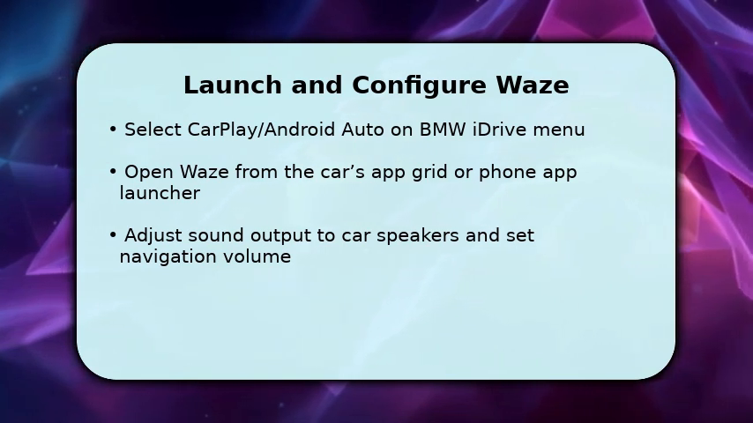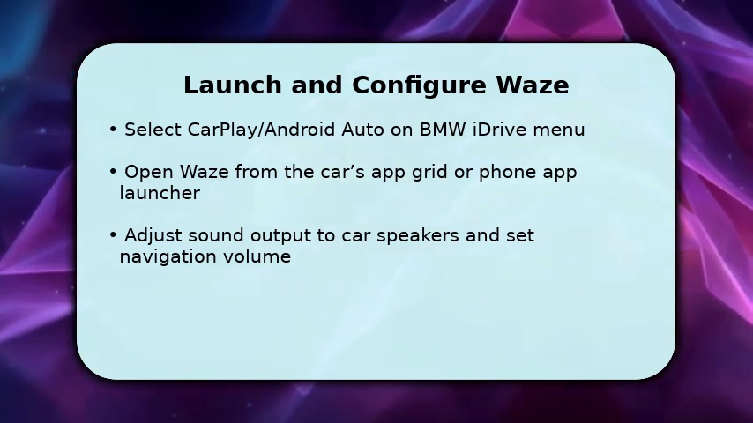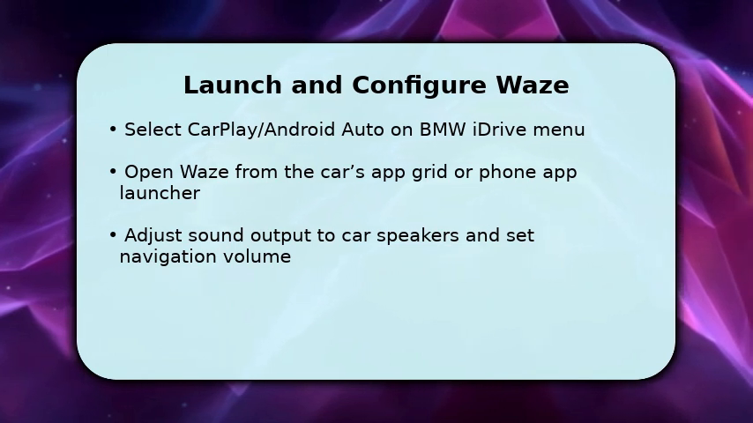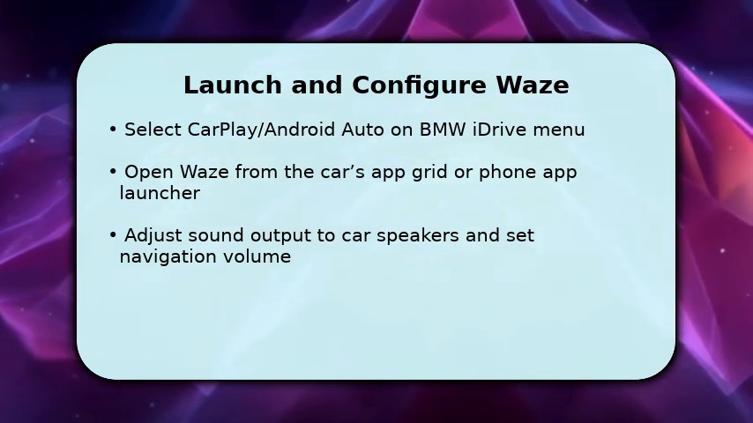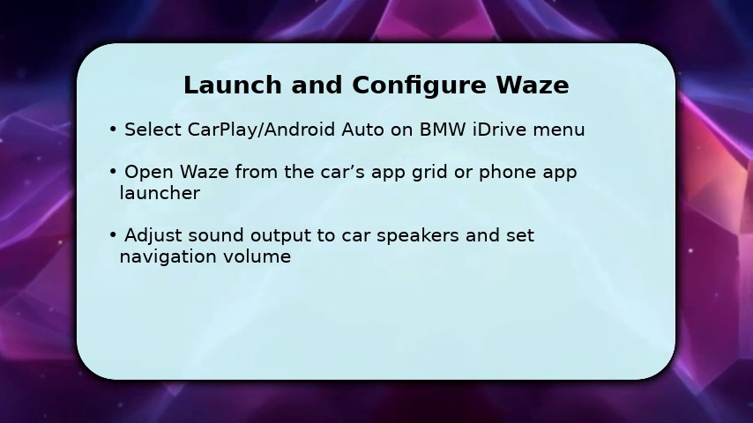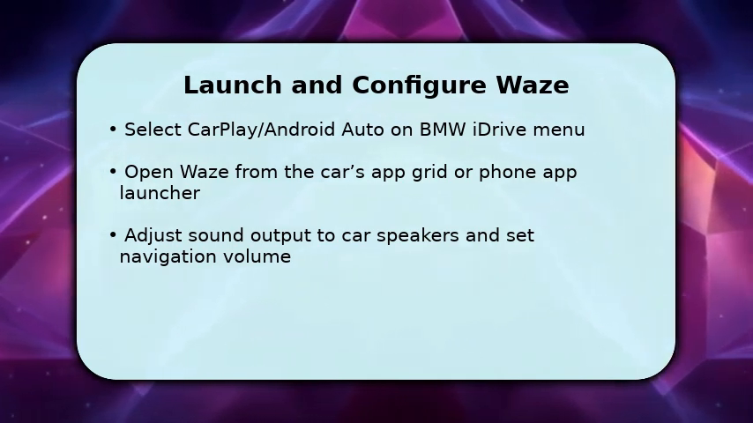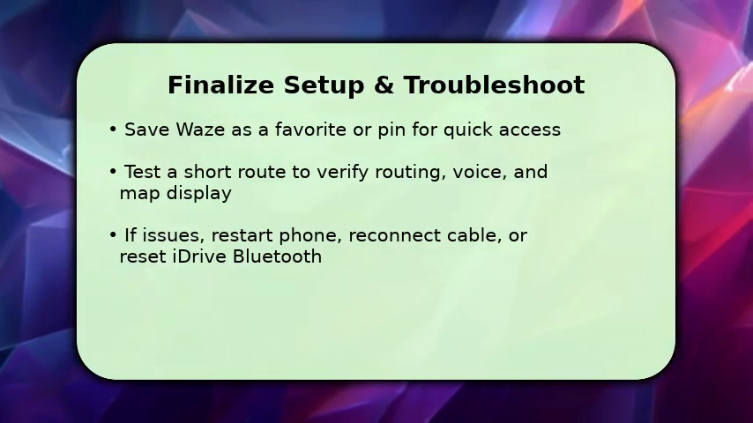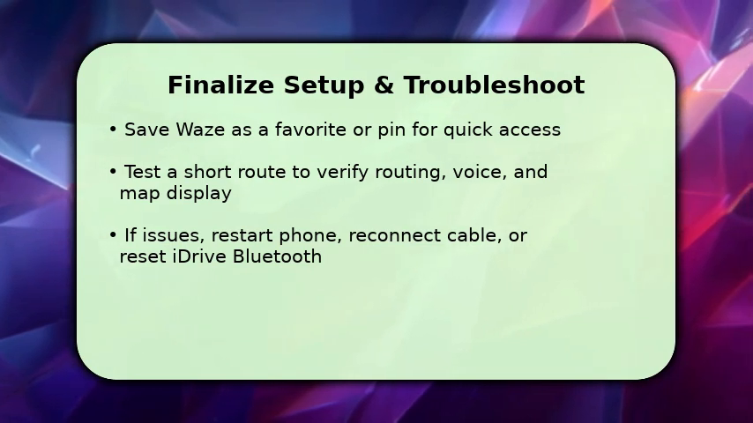Make sure navigation audio is routed to car speakers by checking the audio source and volume levels in iDrive. If voice directions are quiet, increase media volume, and confirm the app has microphone permissions, so alerts play correctly through the system. To finish, pin Waze to your BMW home screen or favorites so you can open it quickly next time.